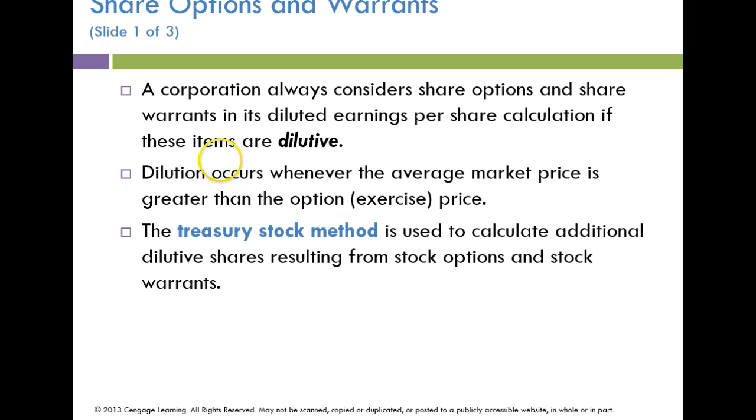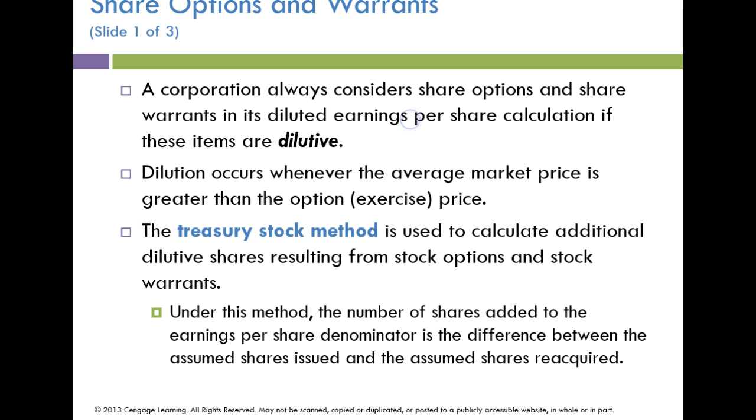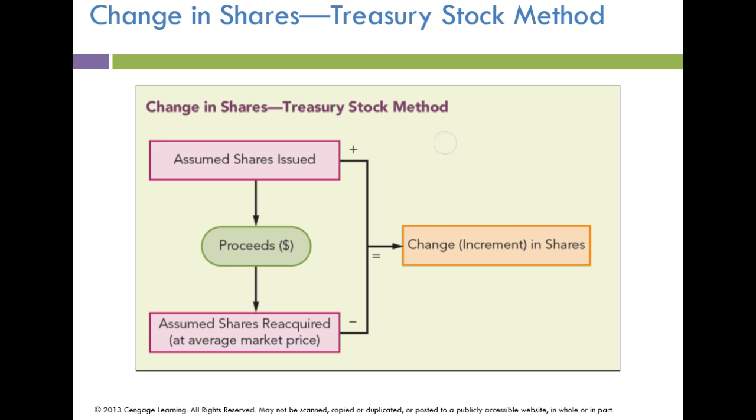The Treasury stock method is used to calculate additional dilutive shares resulting from stock options and stock warrants. So this is something new we're going to talk about. Under this method, the number of shares added to the earnings per share denominator becomes the difference between the assumed shares issued and the assumed shares reacquired. So the denominator, that bottom number, is basically going to increase between what we issued versus what the shares were reacquired.